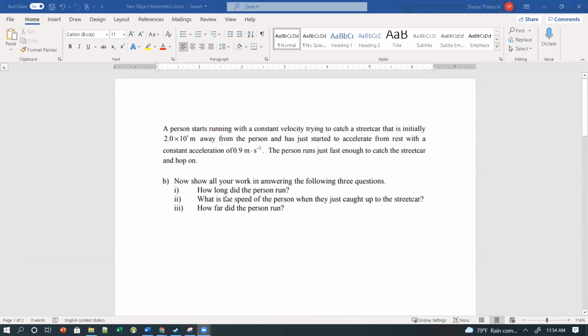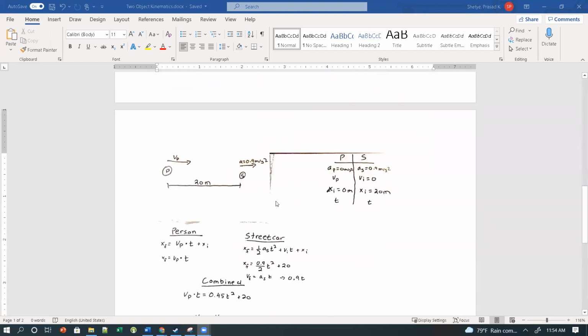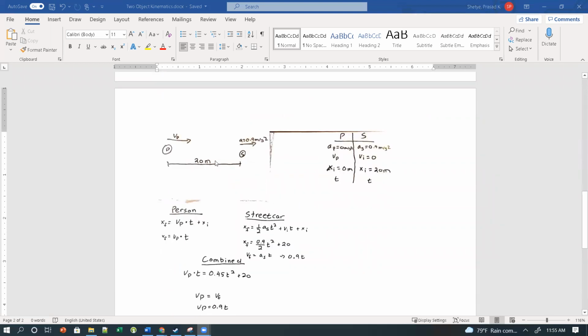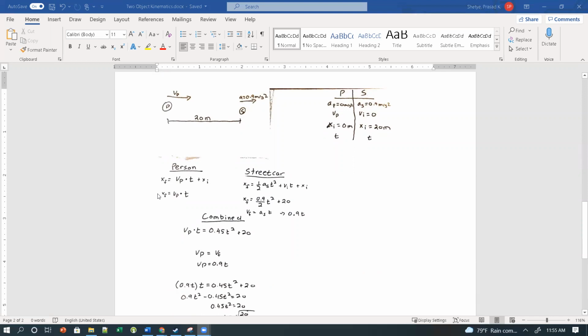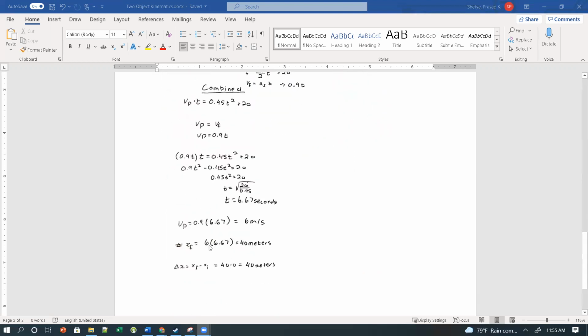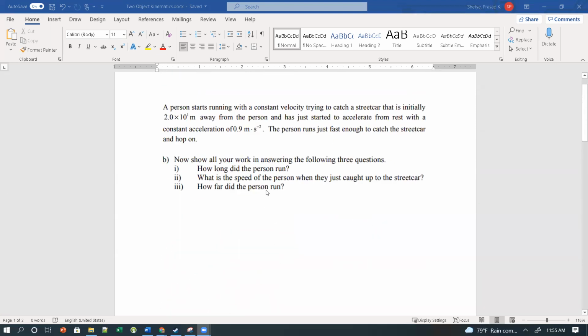The last question is, how far did the person run? Okay, so far we know time, and we know the velocity for the person. So to figure out how far he ran, we can just use this equation right here. Our velocity times time equals the final position. So final position equals 6 times 6.67, because that's the velocity and that's the time, that equals 40 meters. And to find how long he ran in total, we can subtract the initial displacement, which is 0. So we're left with 40 meters. And so for the last question, how far did the person run? We know that the person ran for 40 meters.